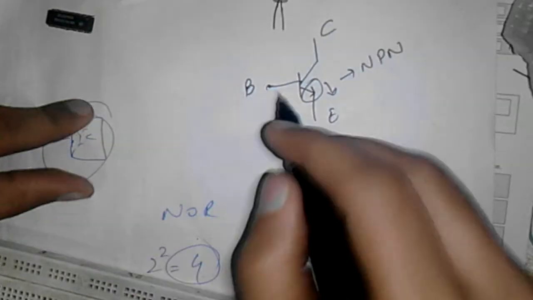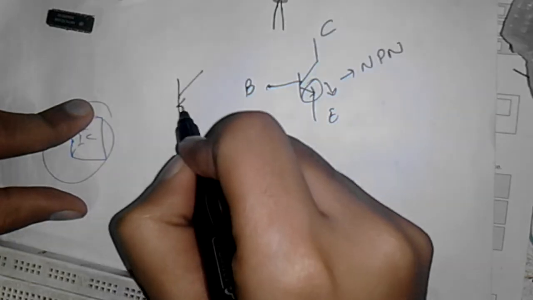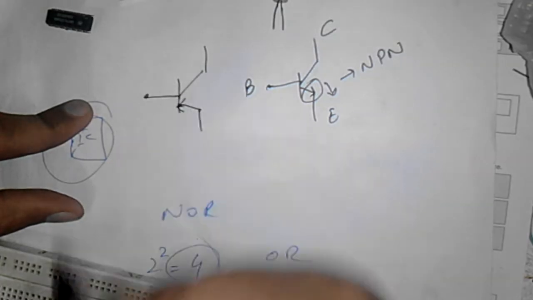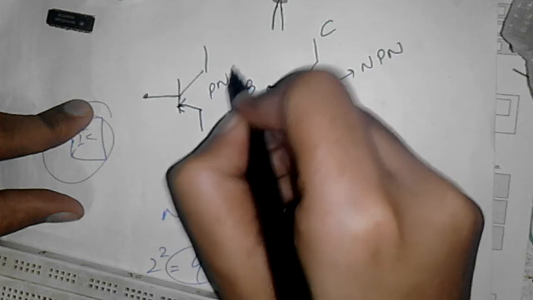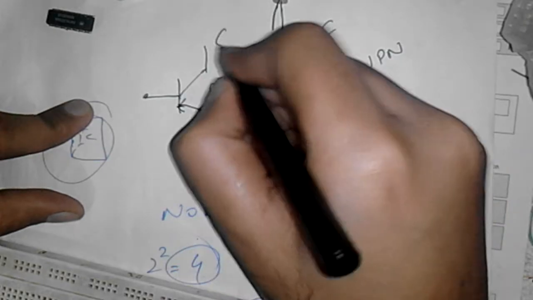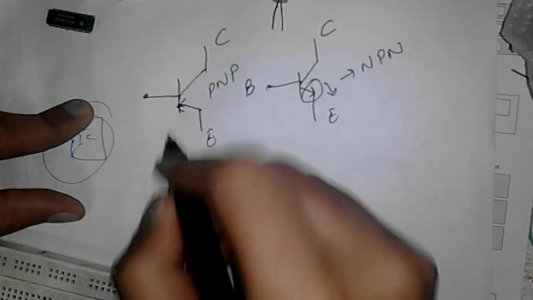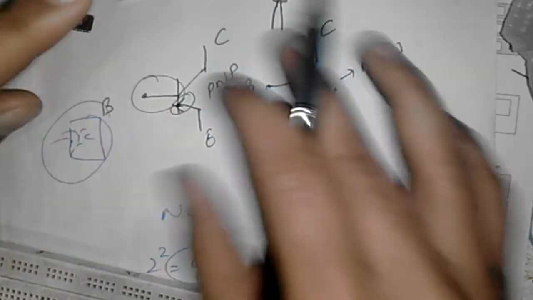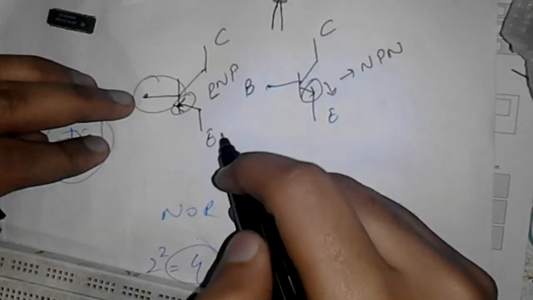So how do we identify the PNP transistor by symbolic representation? This is the PNP transistor. How do you know that? This is the collector side, this is the emitter side, and the center one is always the base terminal. And this arrow pointing inwardly indicates that it is the PNP transistor.